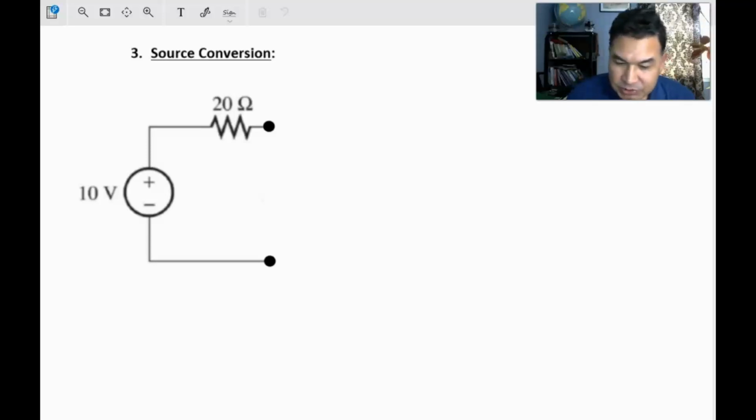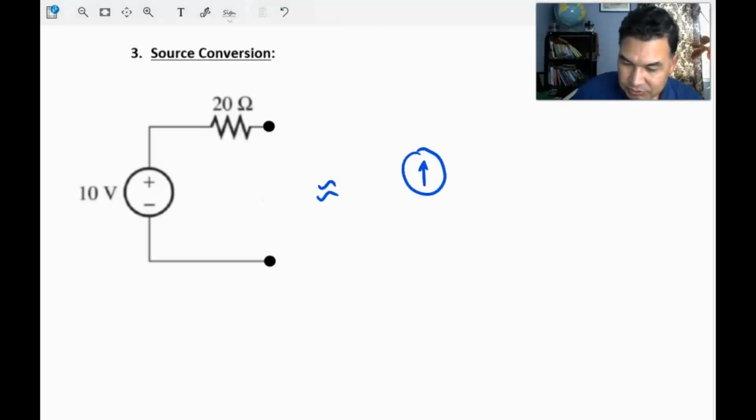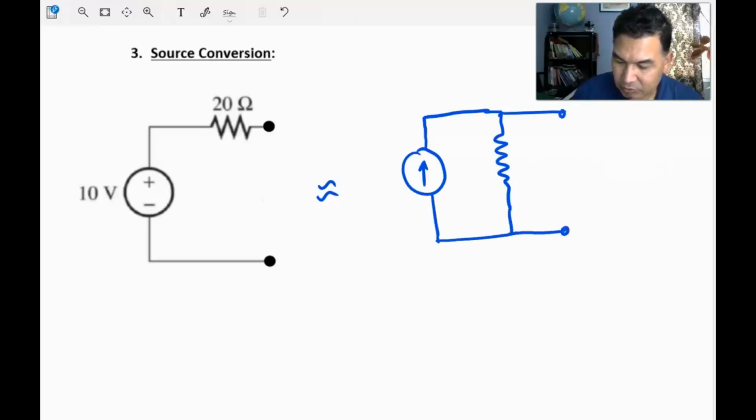So the source conversion technique simply says any voltage source with a series resistance, something like a non-ideal voltage source, is equivalent to a current source with the same series resistance in parallel with that current source. That would provide the same load current if you connect a load.